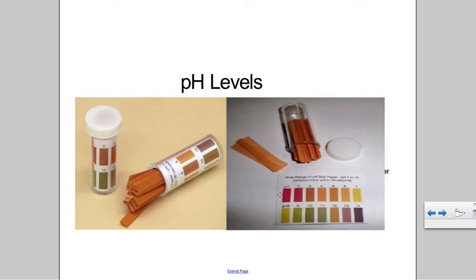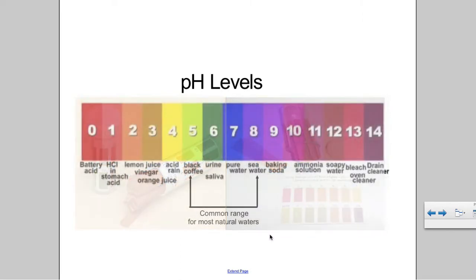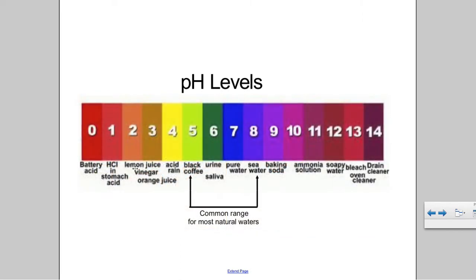Now every chart is a little different with colors. So for instance, this chart here has a little difference of colors. It ranges from a bright red to a purple. Now if we were using this chart and we dipped the litmus paper into the water and it turned like a lime green, we would know that it's acidic. If it turned like a pinkish red, then we know that it's basic.